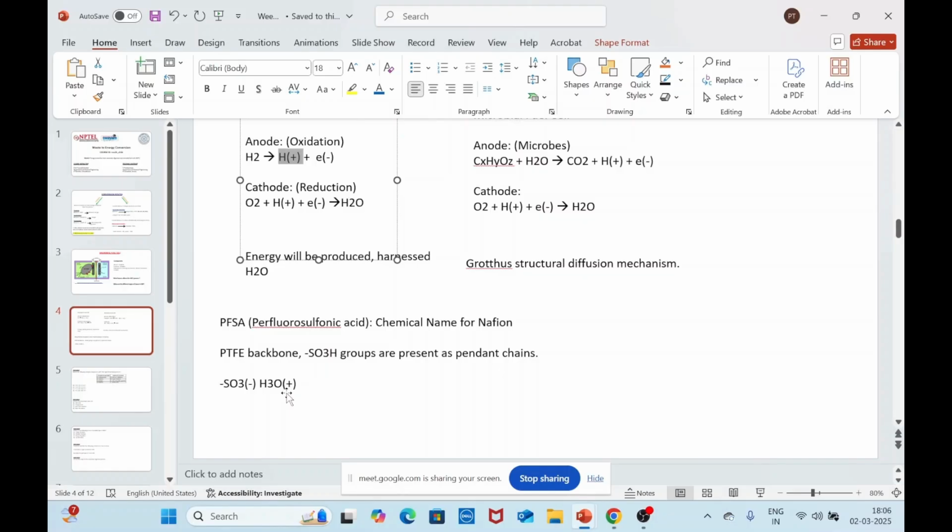So this keeps on happening, and at one point it gets terminated. There is no other SO3H group available, so that H plus ion at the end comes out, and that one is going to actually participate in the cathodic reaction. It is not the one that is getting generated at the anode, but it comes out from the membrane itself. So that's why this mechanism is called the Grotthuss structural diffusion mechanism.